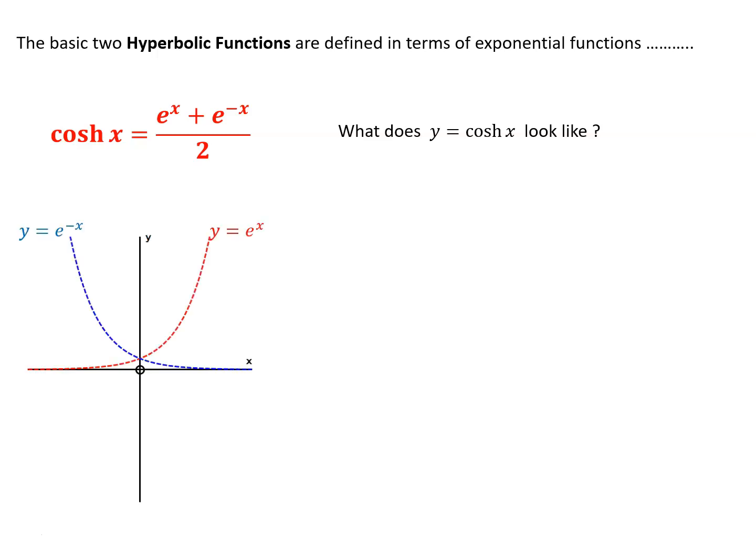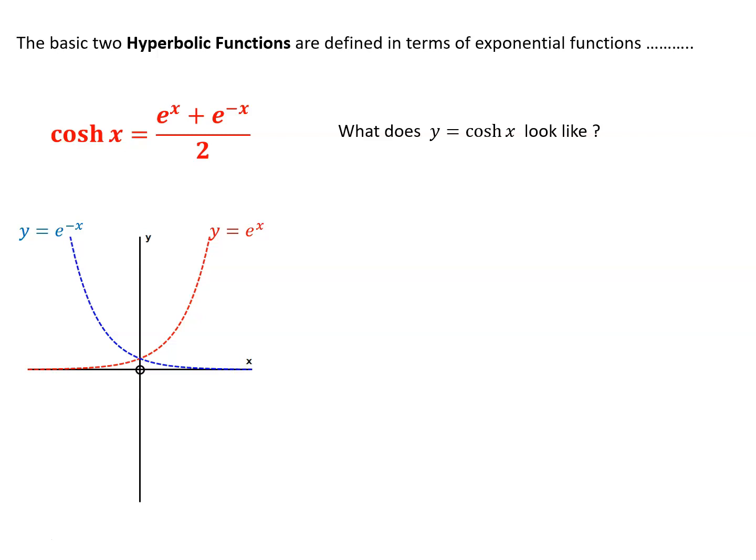So, there's my diagram showing the graph of e to the x and also the graph of e to the minus x. For cosh x then, well, first of all, let's have a think about what happens when x is 0. If we've got x equals 0, e to the nothing is 1, so cosh of nothing is going to be 1 plus 1 divided by 2, so that gives me 1.